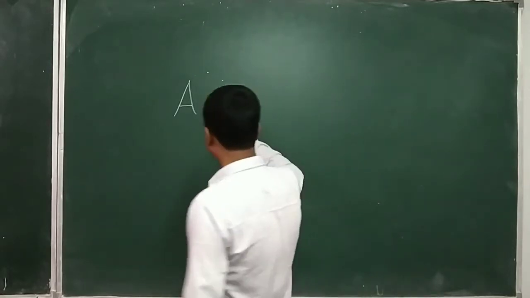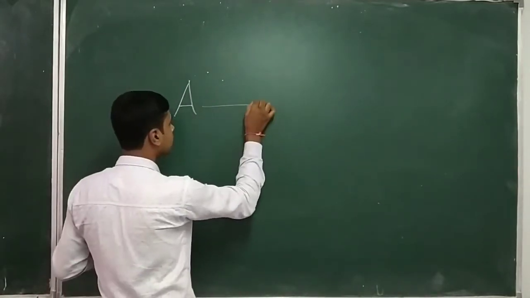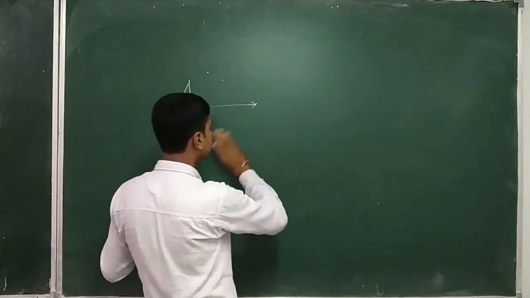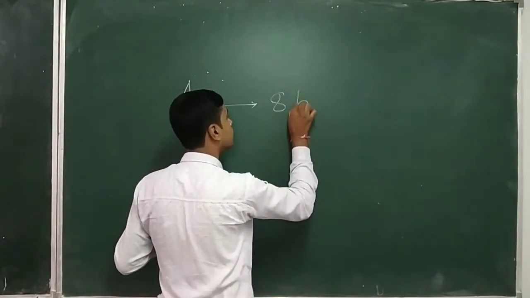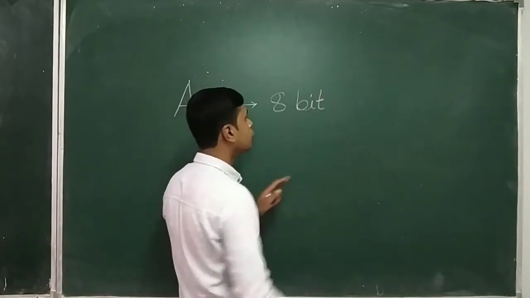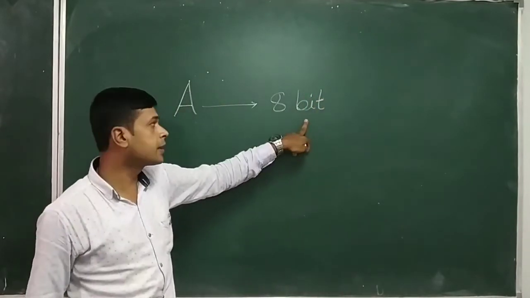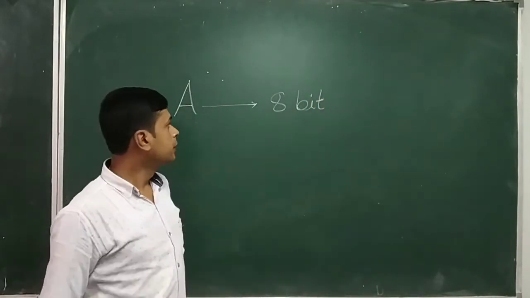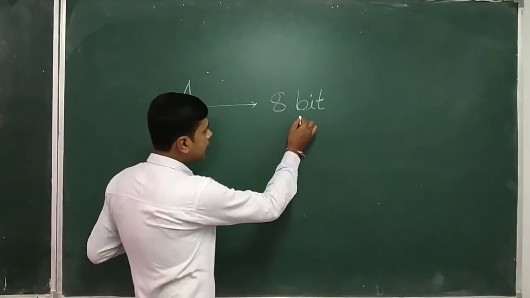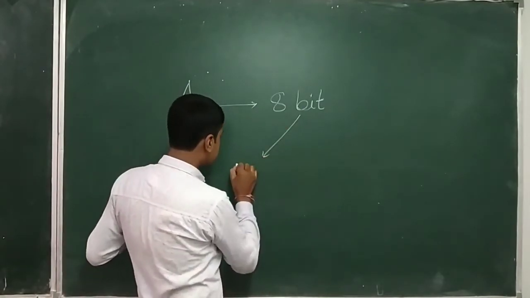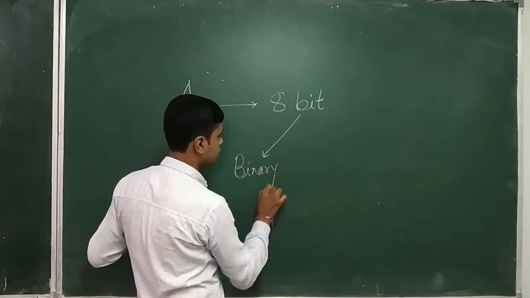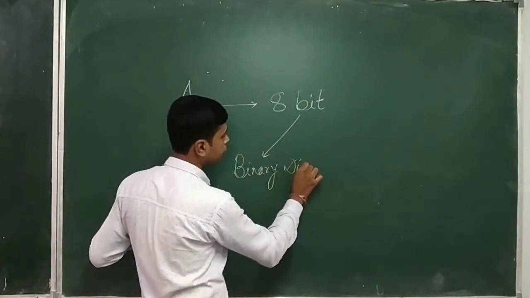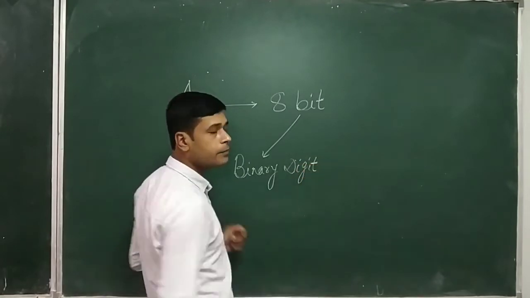When you type A into the computer, it minimum occupies 8 bits of memory. Do you know the meaning of bit? So it occupies 8 bits of memory. Bit means binary digit.